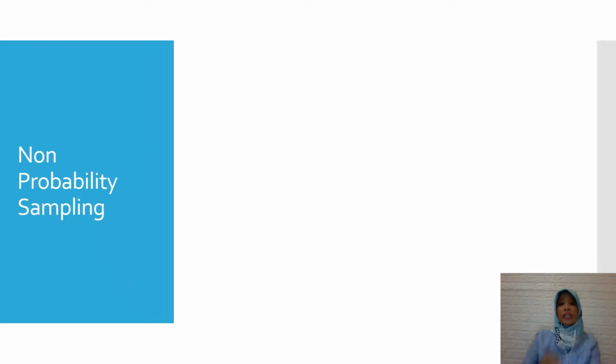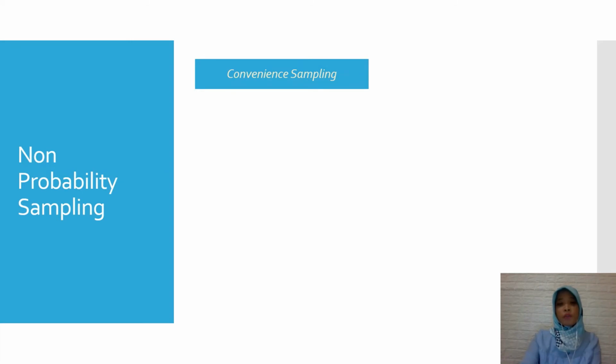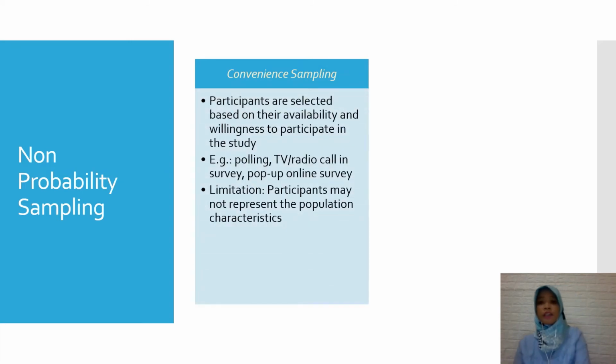Okay, so next we're going to be talking about the methods for non-probability sampling. The first one is convenience sampling. This is very typical to use, and actually in this class you will be using convenience sampling for your survey. Here, participants are selected based on their availability and willingness to participate in the study.